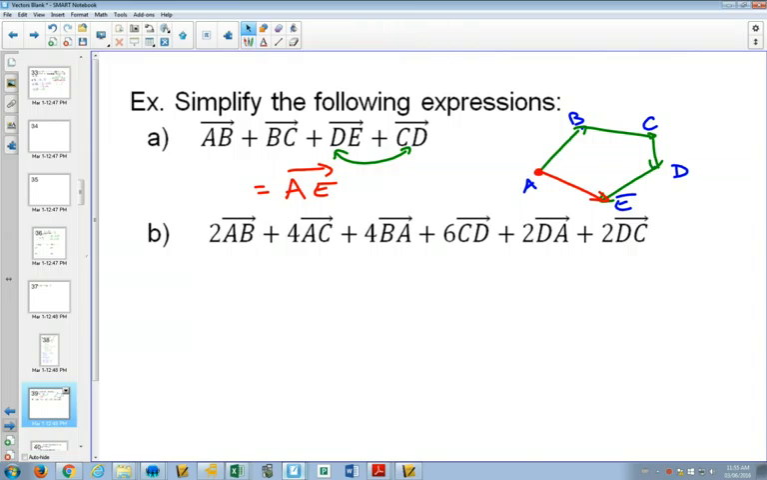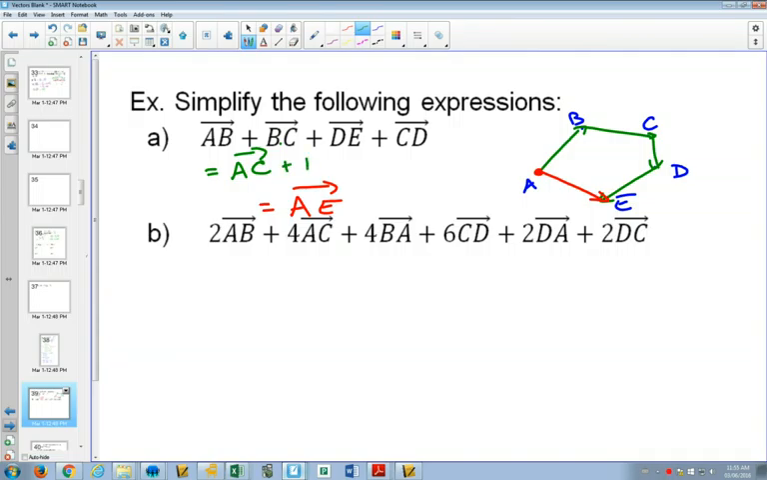If you wanted to do it in smaller chunks, A to B plus B to C is the same as going from A to C. Then I'll just change the order here. And A to C plus C to D is the same as going from A to D. And then A to D plus D to E is the same as going from A to E.